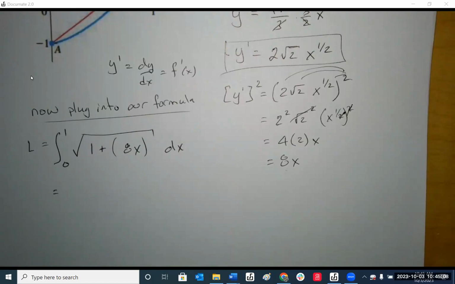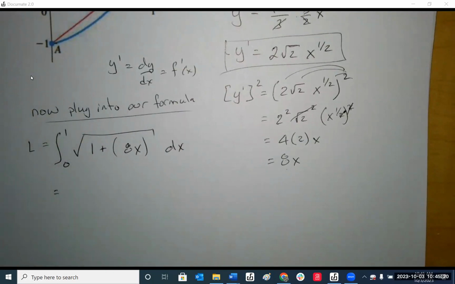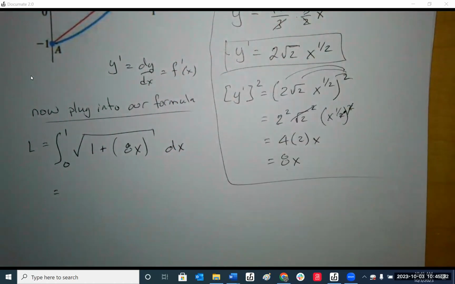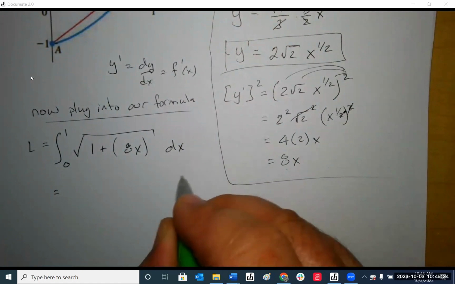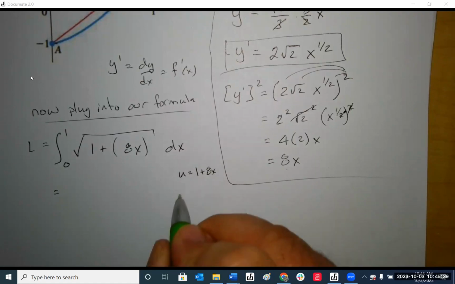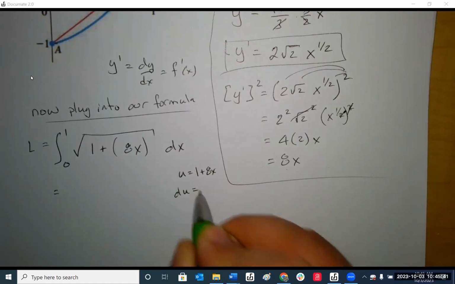How are you going to do this? How are we going to take the integral of this function? We did this last chapter. Substitution, very good. Let u equal 1 plus 8x. And what's du going to be?